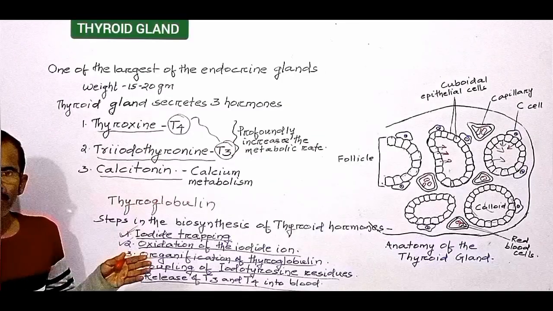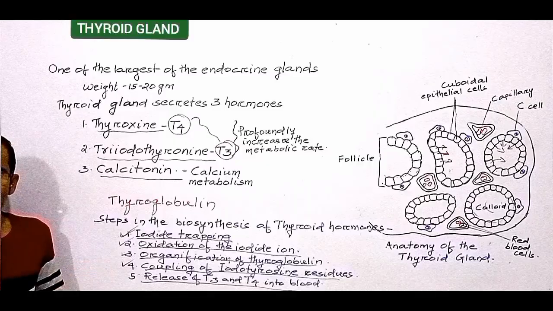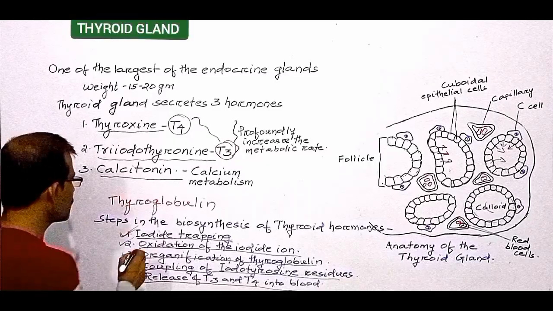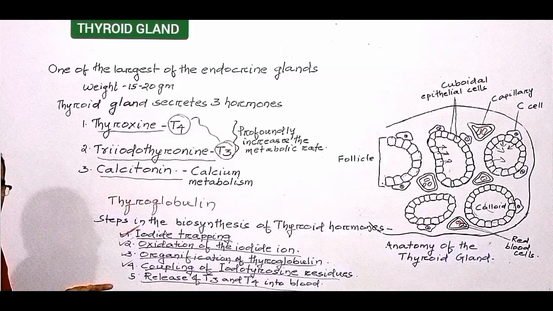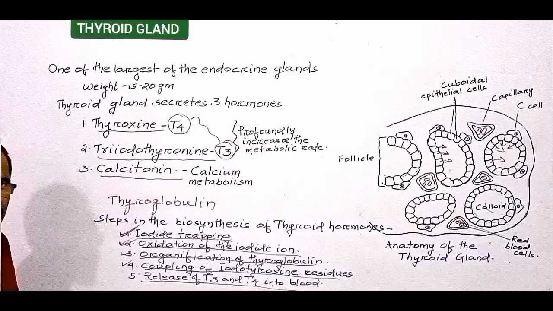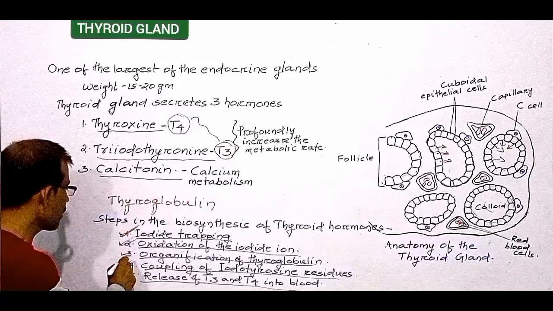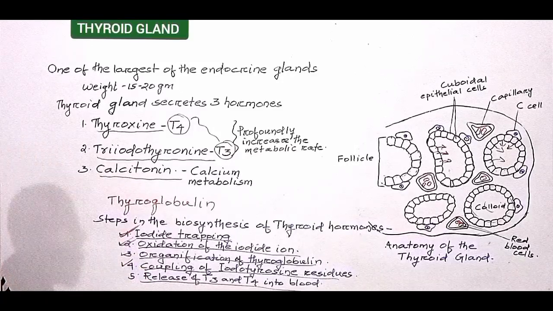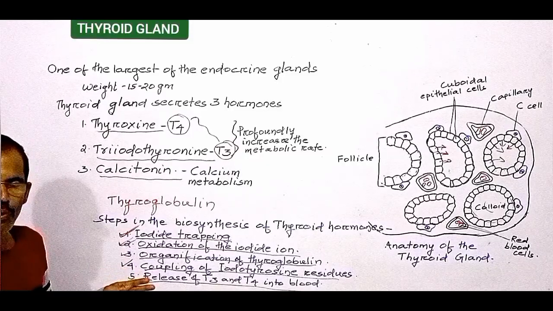There are 5 major steps in the biosynthesis of the thyroid hormones. First step is iodide trapping. Second step is the oxidation of the iodide ions. Third step is organification of thyroglobulin. Fourth step is the coupling of iodotyrosine residues. And the last step is the release of T3 and T4 into the blood.